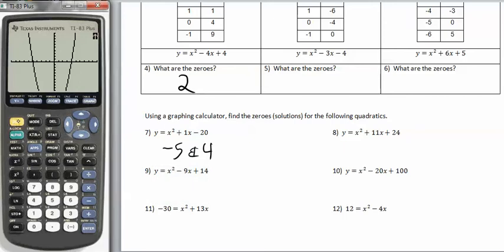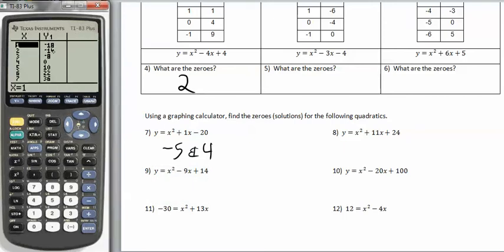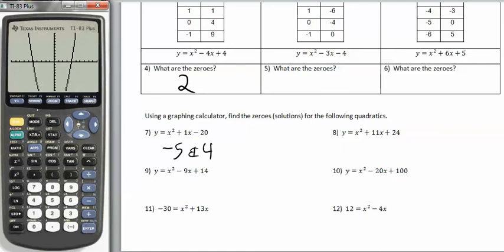We could also do it same thing from the table. So we're looking for when y is equal to 0. So at 4 and at -5. There's also another way. If it doesn't come out evenly, I believe I gave all of them that came evenly on here. But if we're in the graph, if we want to figure out what it is, there is another function.